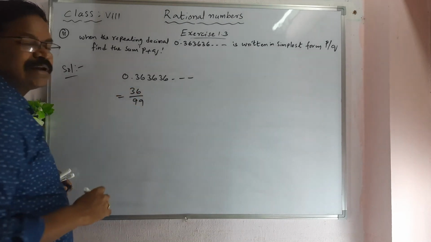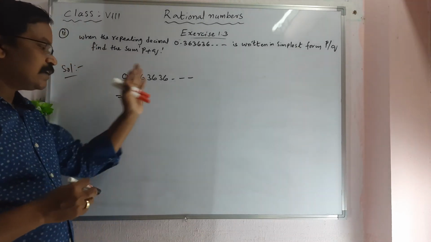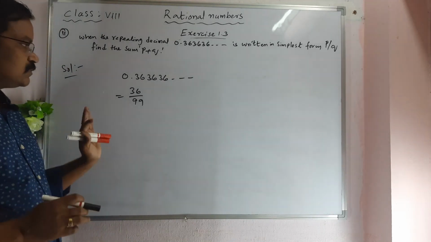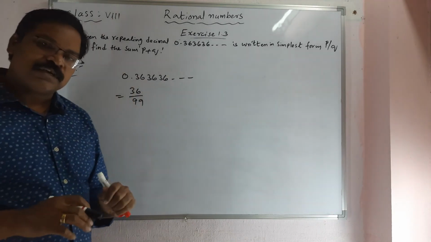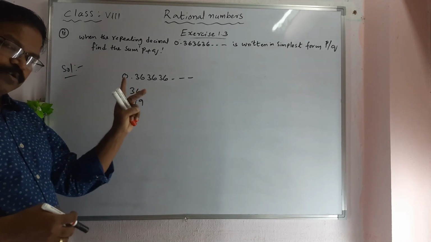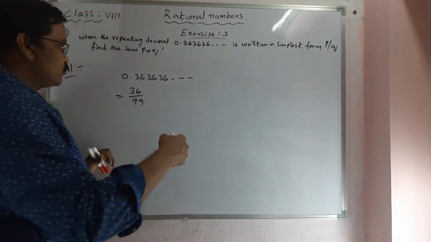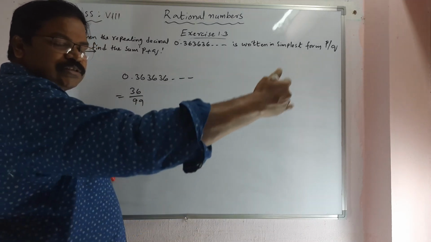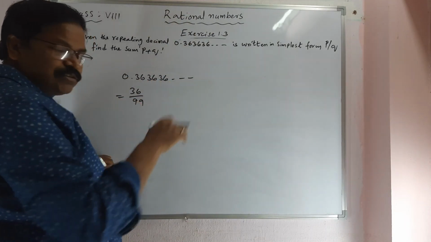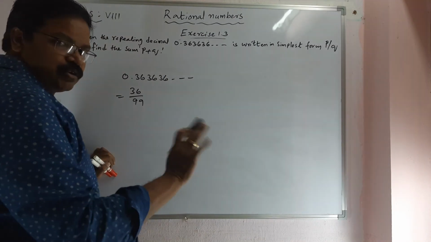If you write this 0.363636 and so on in p by q form, this number will be 36 by 99. I told you, no, there is a method. First let x is equal to 0.363636 and so on. After that we should multiply both sides with 100, since its periodicity is 2. Then 100x minus x, that means 36.3636 minus 0.3636 and so on. The 36 all gets cancelled. 99x is equal to 36, x is equal to 36 by 99. That is the process. You are very familiar with this process, right?